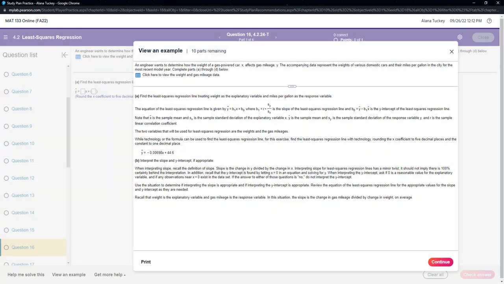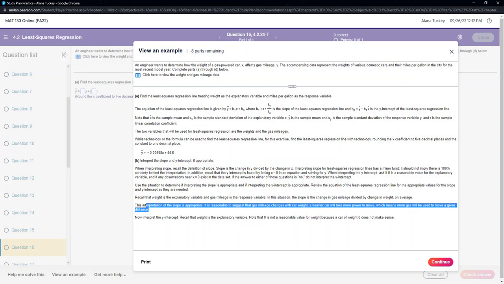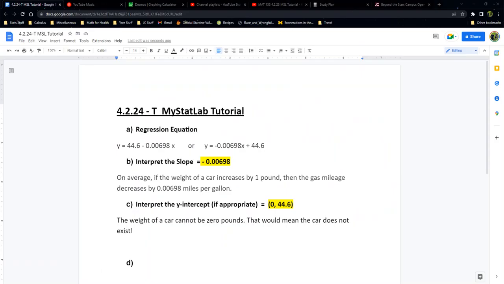So continue. Yeah, so the interpreter says it is reasonable to suggest that the gas mileage changes with the car weight. A heavier car will take more power. Oh, so they're keeping it really vague. Got it. All right, so they didn't do the formal script piece, which I did.